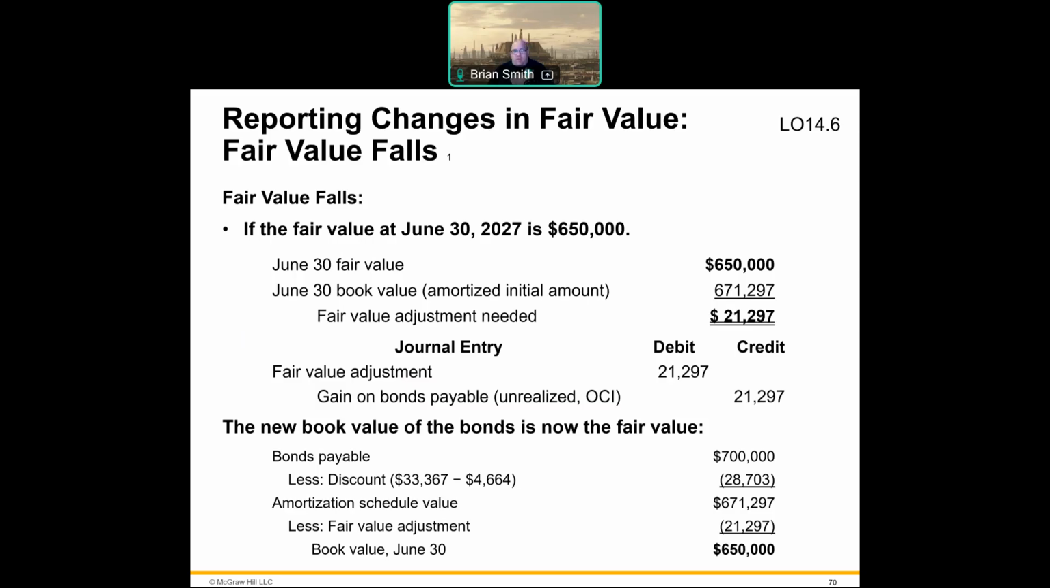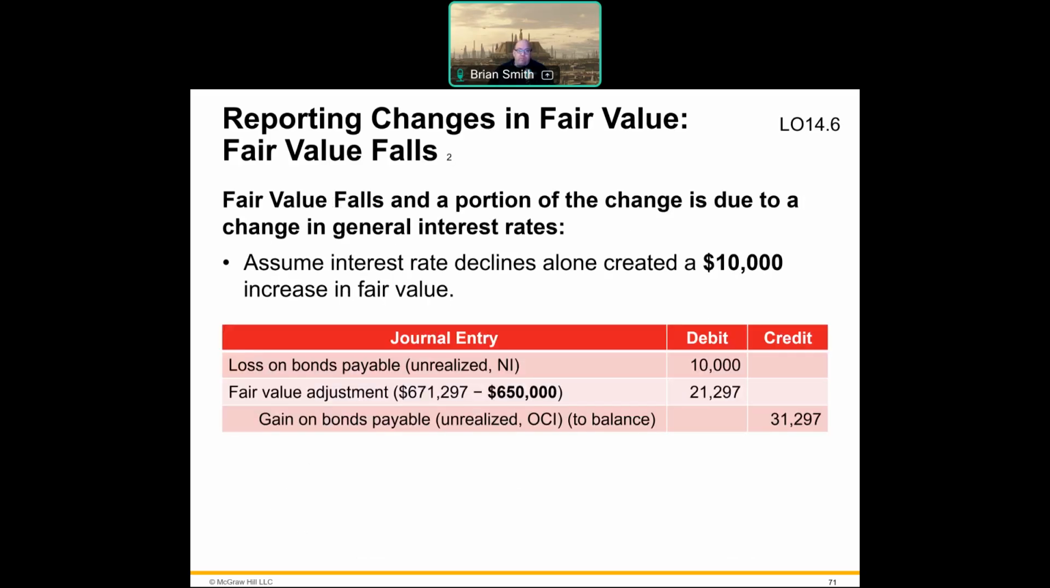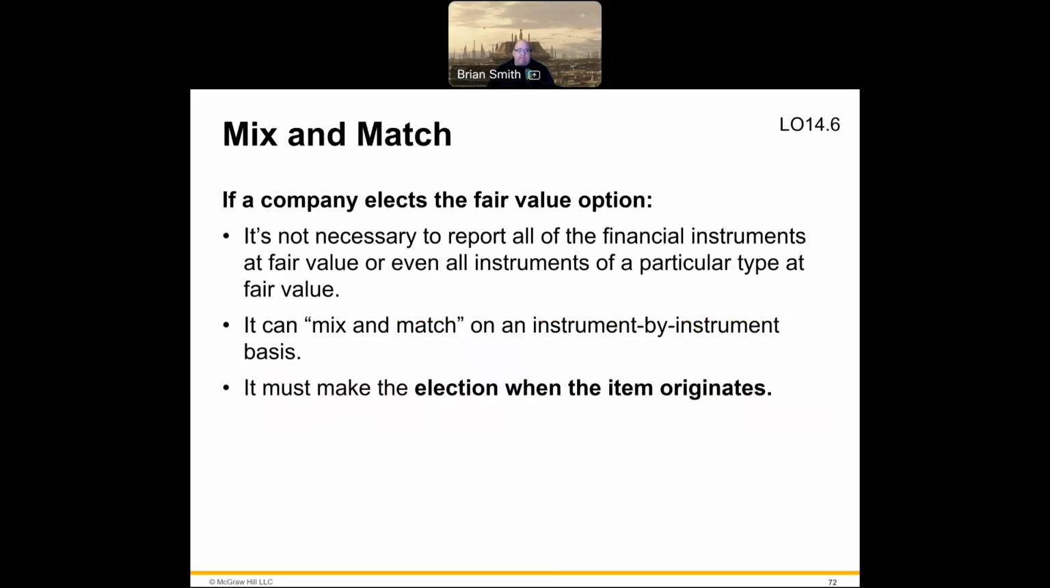Reporting changes in fair value. I think we beat this dog. Let's move on. So the big thing here on this slide is when you choose it, you're kind of stuck with it. You can't bounce between the two to make whichever is favorable for you. So just choose wisely, I guess.